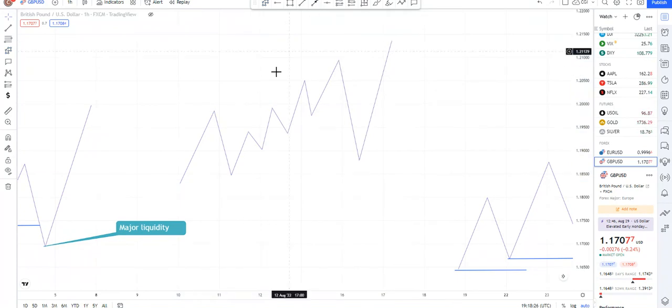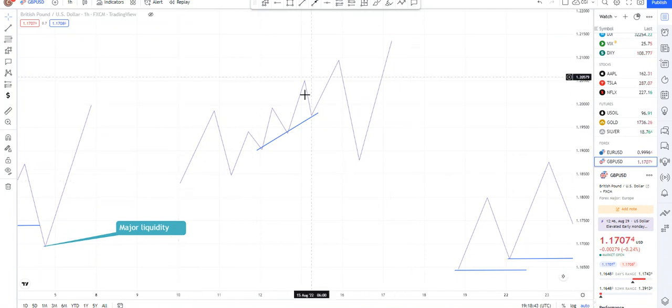So it induced all these lows. All right, induced all these lows, but didn't take out this major low down here. So this low is also a major liquidity. Once this major liquidity is taken out, this one might go as well. So this one as well.